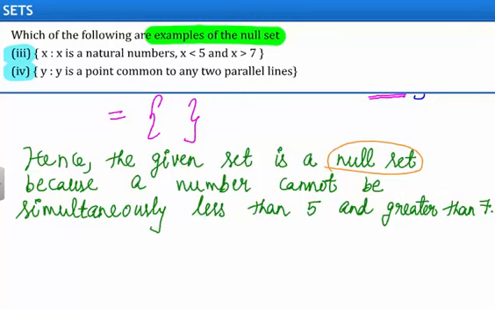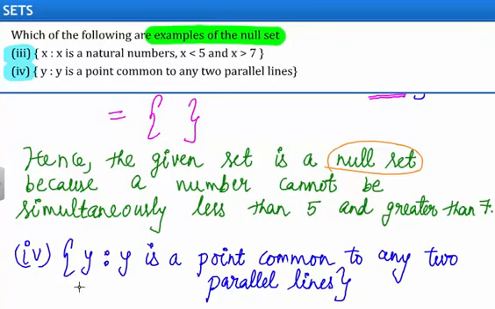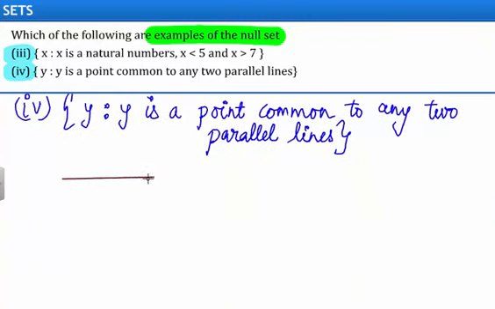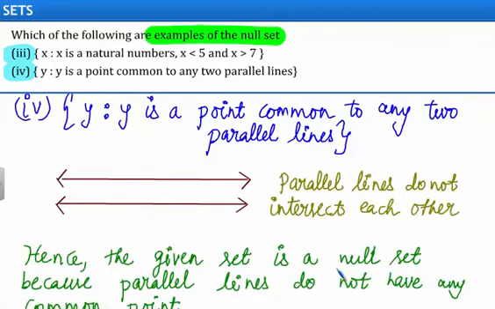In the next part of the problem, we have set of y such that y is a point common to any two parallel lines. We know that parallel lines do not intersect each other. So, there will be no common point. Hence, the given set is a null set because parallel lines do not have any point in common. This completes the solution.